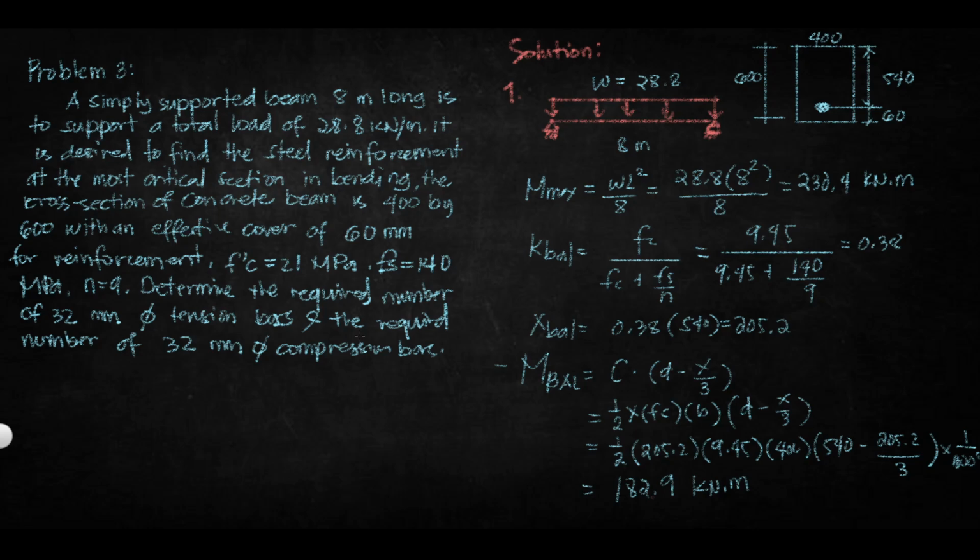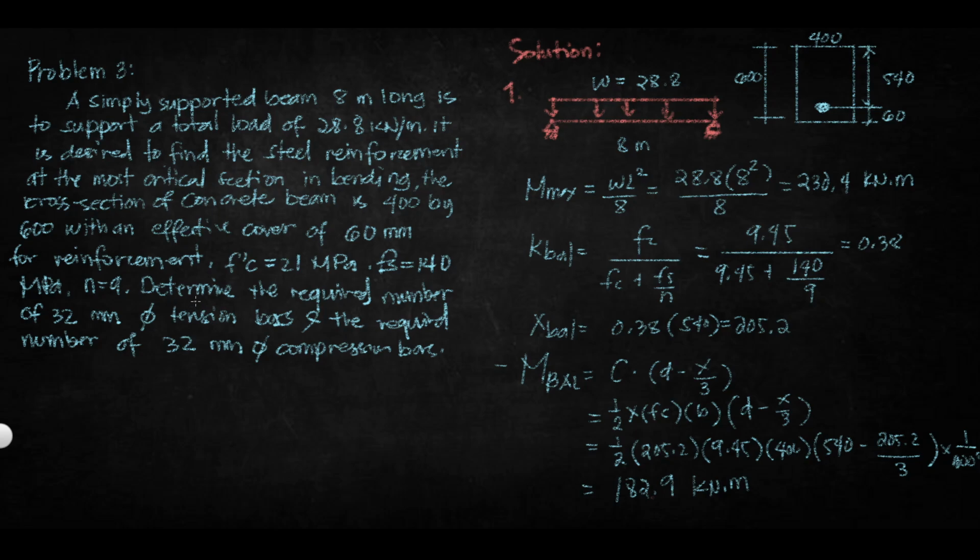Number 3. A simply supported beam 8 meters long is to support a total load of 28.8 kN per meter. It is desired to find the steel reinforcement at the most critical section in bending. The cross-section of the concrete beam is 400 by 600 with an effective cover of 60 mm for reinforcement. F prime C is 21 megapascal, Fs is 140 megapascal, and N, or the modular ratio, is equal to 9.